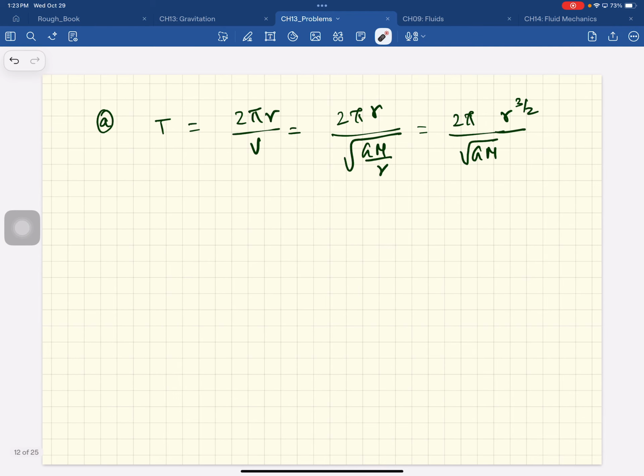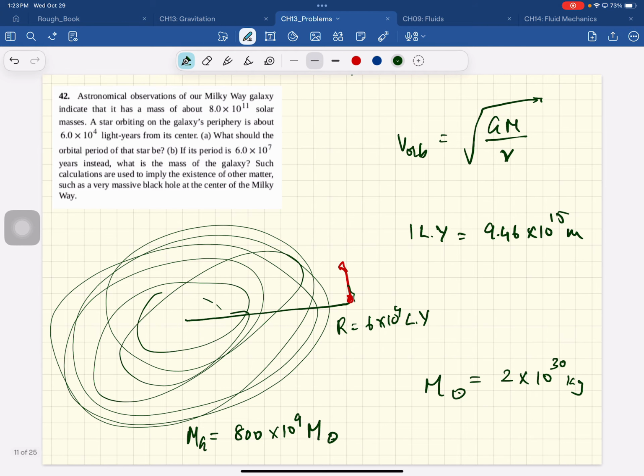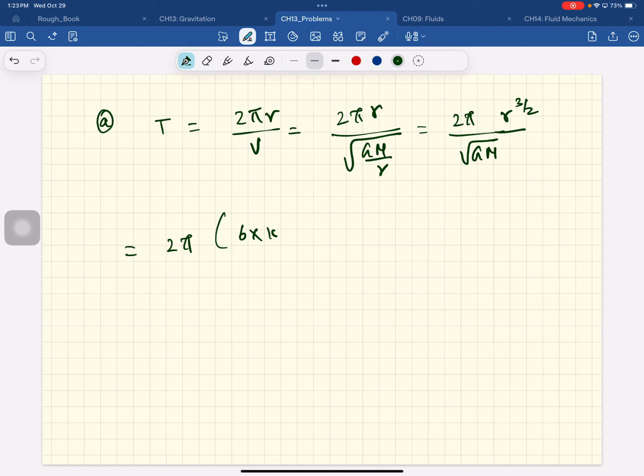Okay, and what units will this come out in, the period? What are the SI units? In seconds. It'll come out in seconds. So the radius is 6 times 10 to the 4 light years, and each light year is 9.46 times 10 to the 15 meters, to the power 3 halves.